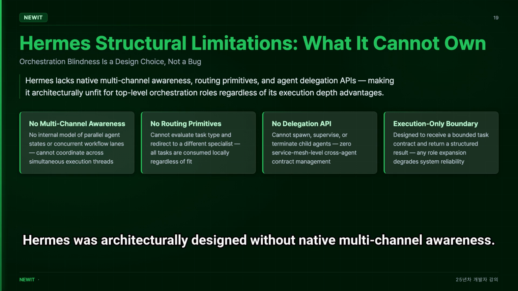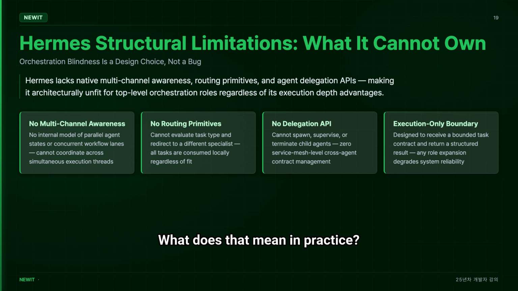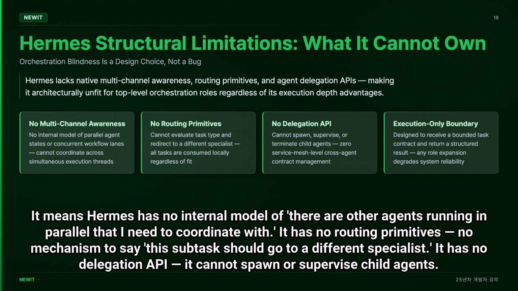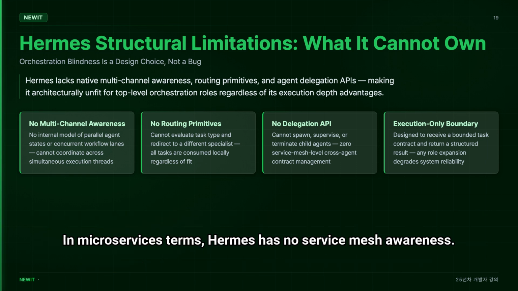Hermes was architecturally designed without native multi-channel awareness. What does that mean in practice? It means Hermes has no internal model of "there are other agents running in parallel that I need to coordinate with." It has no routing primitives, no mechanism to say this subtask should go to a different specialist. It has no delegation API. It cannot spawn or supervise child agents. In microservices terms, Hermes has no service mesh awareness.